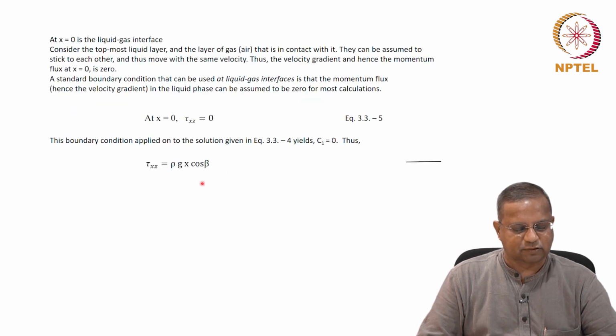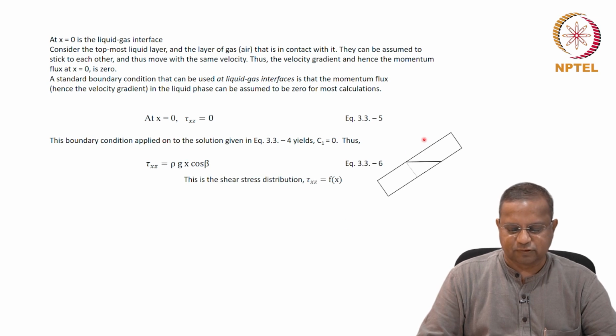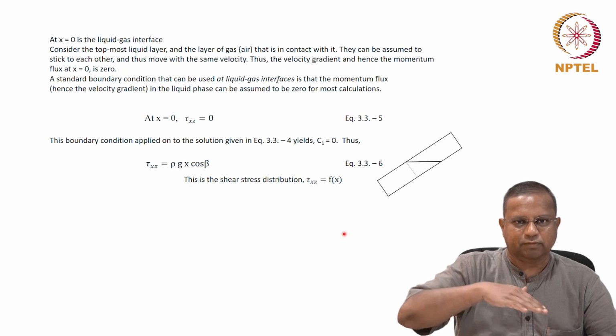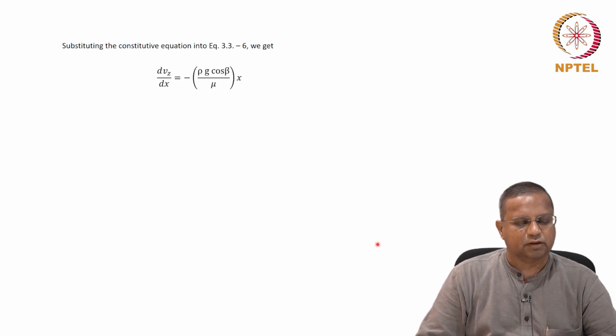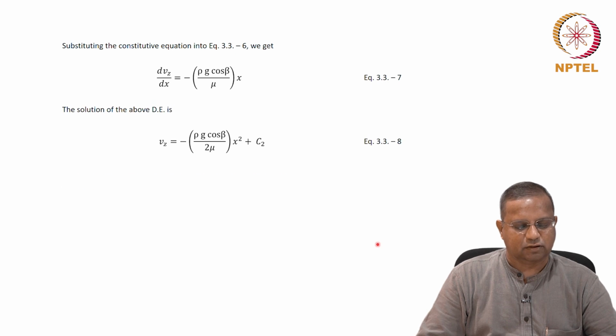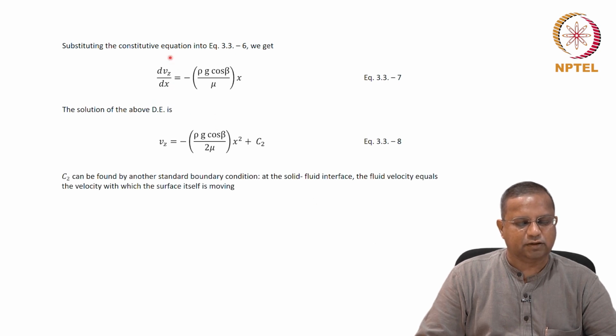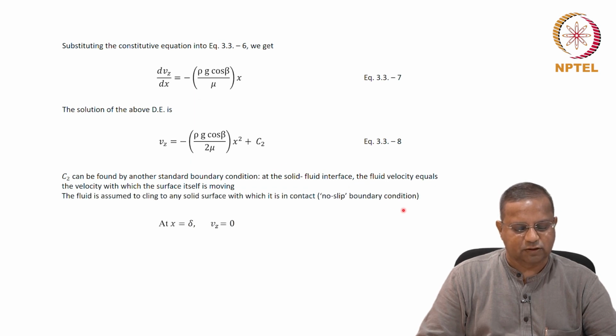Before that, this is the shear stress profile. This is a linear profile in this case, 0 here and maximum at the base of the wall, the plane over which the flow happens. Then we substituted Newton's law of viscosity to get the velocity profile.